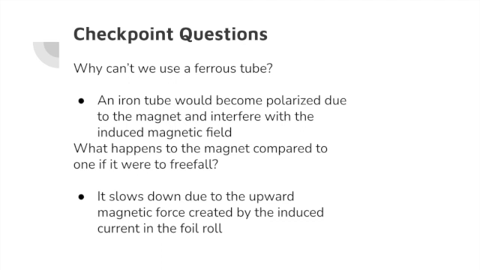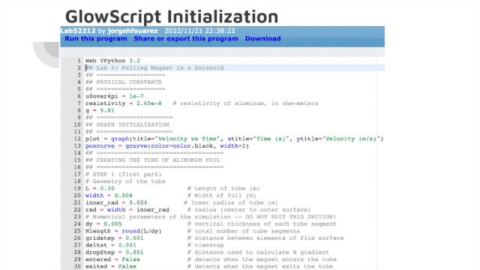Checkpoint questions. Why can't we use a ferrous tube? An iron tube would become polarized due to the magnet and interfere with the induced magnetic field. Ferrous means it has iron in it. What happens to the magnet compared to if it were to free fall? It slows down due to the upward magnetic force created by the induced current in the foil roll.